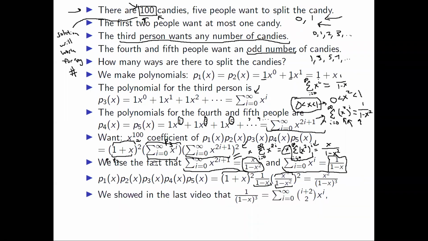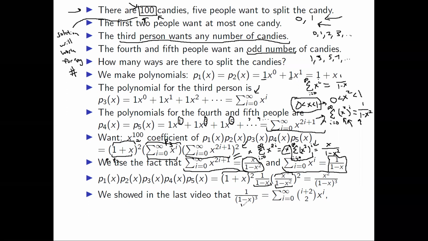So there's the next bullet. So it's a claim about something that we showed in the last video. I claim that we showed in the last video that 1 over 1 minus x quantity cubed is equal to the sum i equals 0 to infinity of i plus 2 choose 2 times x to the i. Now, it'll probably look more familiar if we see it this way.